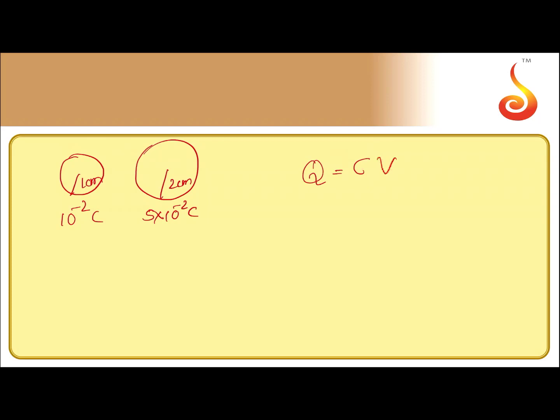So there are two conductors, their radii are 1 cm and 2 cm respectively, and they carry charges 10 to the power of minus 2 coulomb and 5 into 10 to the power of minus 2 coulomb, and they are going to be connected, the final charge on this one. To calculate the final charge, I will consider the idea of charge is equal to C into common potential. So if I know the common potential, I can calculate it. How to find out the common potential? Common potential is Q1 plus Q2 divided by C1 plus C2.